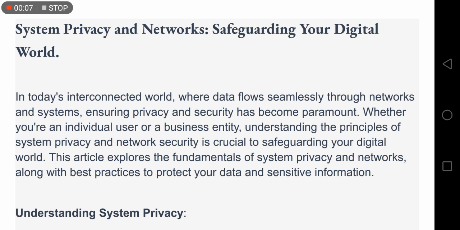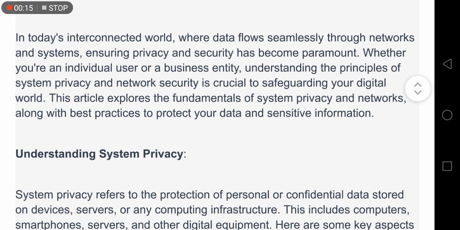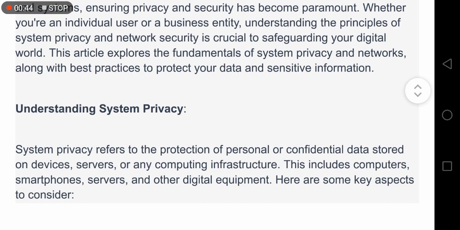Today we are going to discuss system privacy and networks, safeguarding your digital world. In today's interconnected world, where data flows seamlessly through networks and systems, ensuring privacy and security has become paramount. Whether you are an individual or a business entity, understanding the principles of system privacy and network security is crucial to safeguarding your digital world.